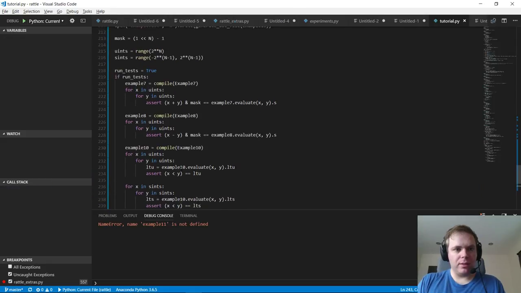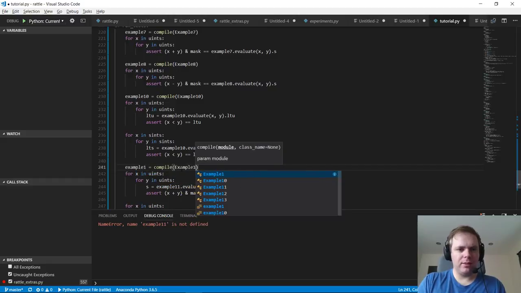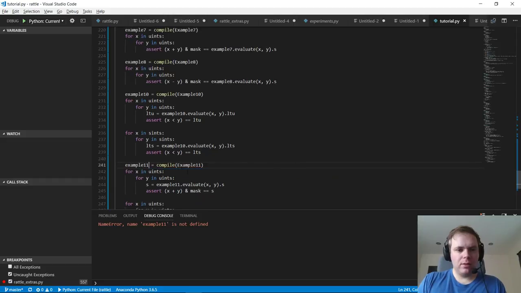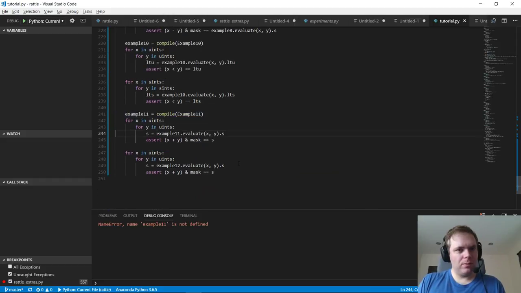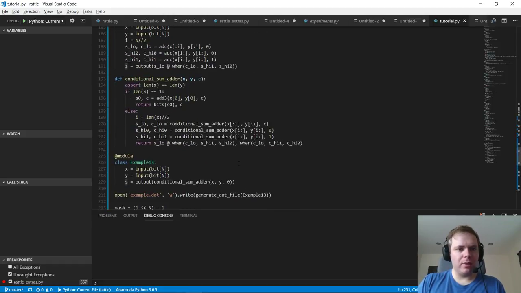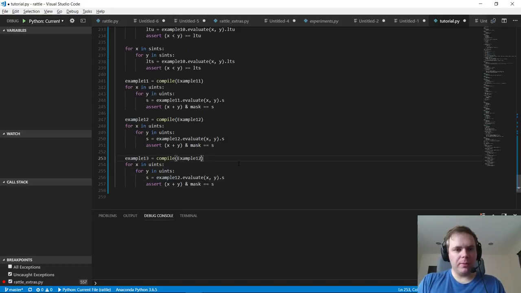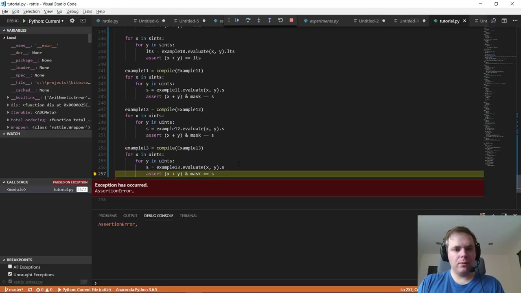Example 11 is not defined. Did I forget? Did I remove that? That's odd. I thought I ran this code. Okay, so this works. Example 12 was the single level carry select, and so now we have example 13, which is the recursive carry select, aka conditional sum. So let's do example 13. Okay, that doesn't work. So there's a bug.